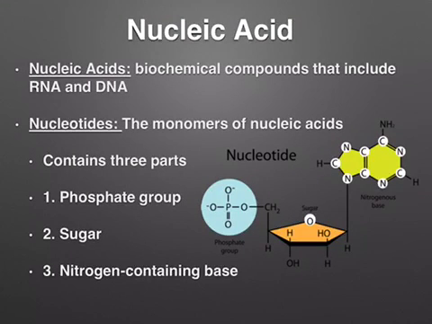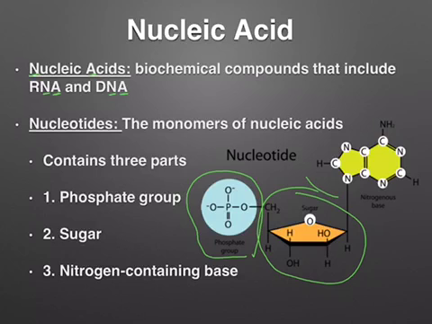Lastly, we have nucleic acids. They are the last group of biochemical compounds that include RNA and DNA. If you notice the NA in both DNA and RNA, they stand for nucleic acid. And nucleic acids are made up of nucleotides. And a nucleotide has 3 parts. It has a phosphate group, it has a sugar, and then it has a nitrogen base.